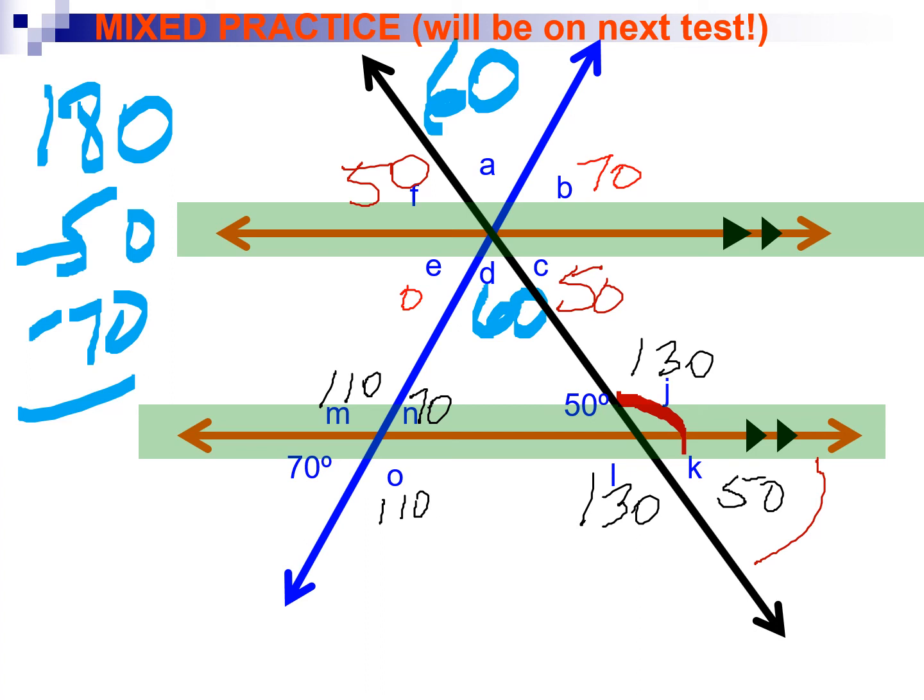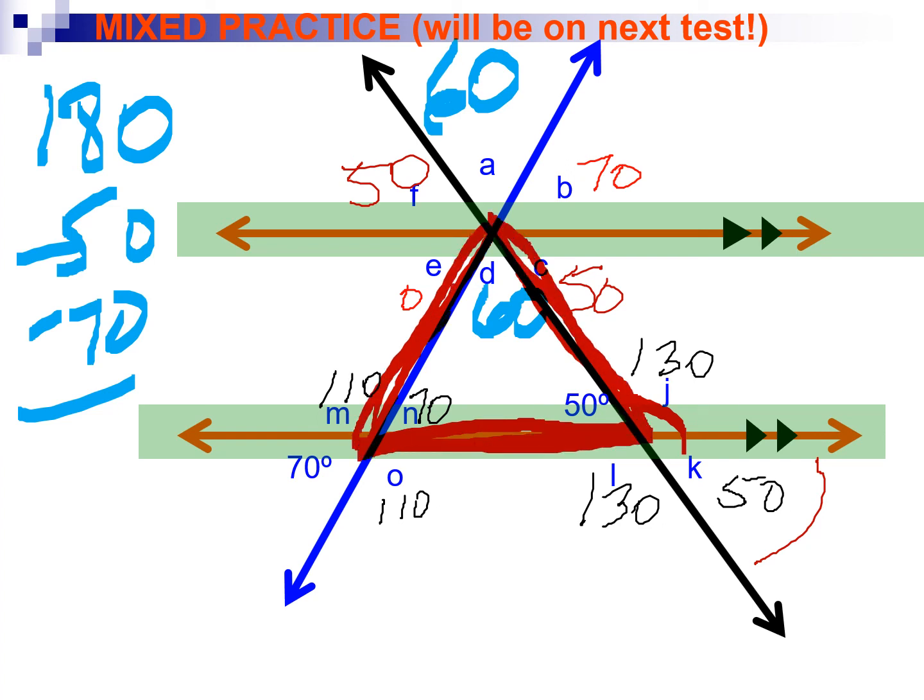And then there's one other way. Wonder if anybody saw it. What is this shape right here? A triangle. What do triangles add up to be? If you didn't know, they add up to be 180. So anytime you got a triangle, the angles have to add up to 180. You could do that too. Okay? Pretty cool? Yeah. All right.